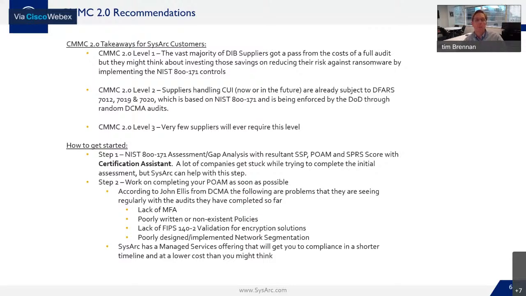And then for us, the next step after that, right, is really work on completing your POAM, which is what the DoD is asking everybody to do, what your primes are asking you to do. And a lot of people are stopping after the assessment and just letting the POAM sit there, right? Others who are more proactive are going down this path, either on their own or using outside companies like SysArc or other RPOs that you can find on the CMMC AB website. I think there's about 500 or so consulting companies like ours that are doing this work.